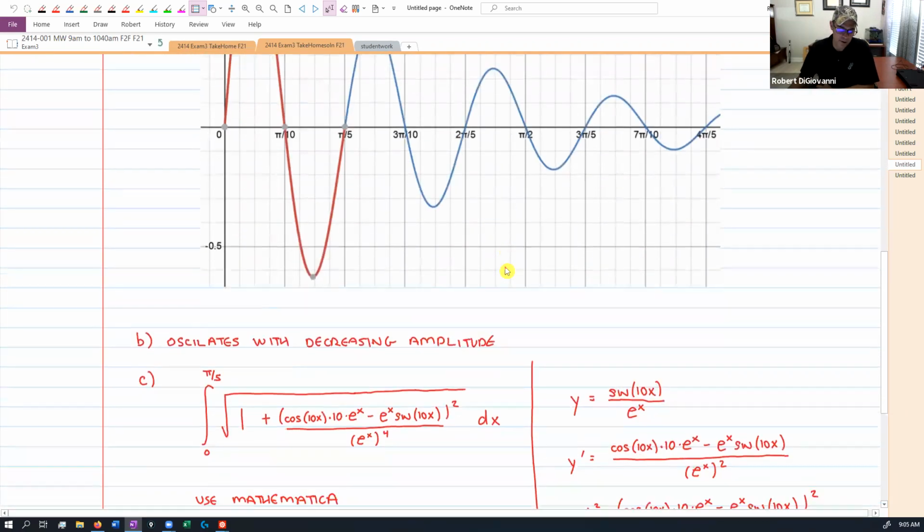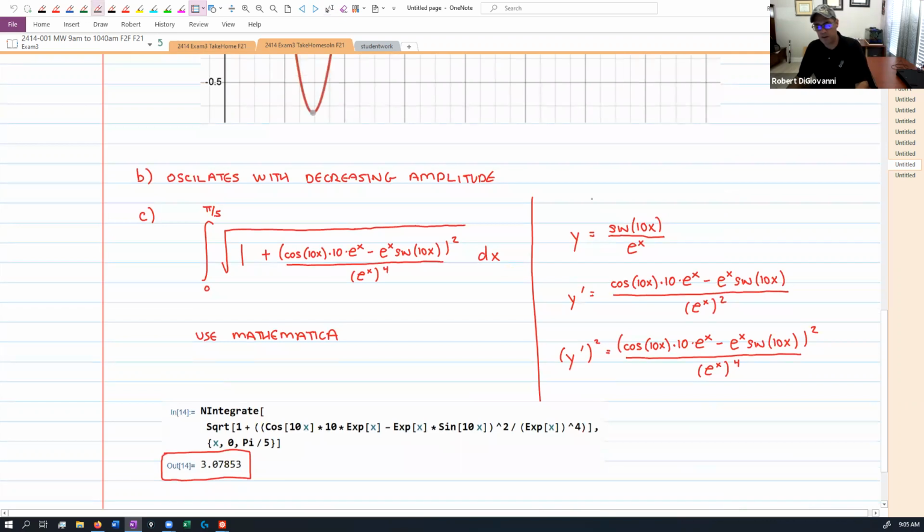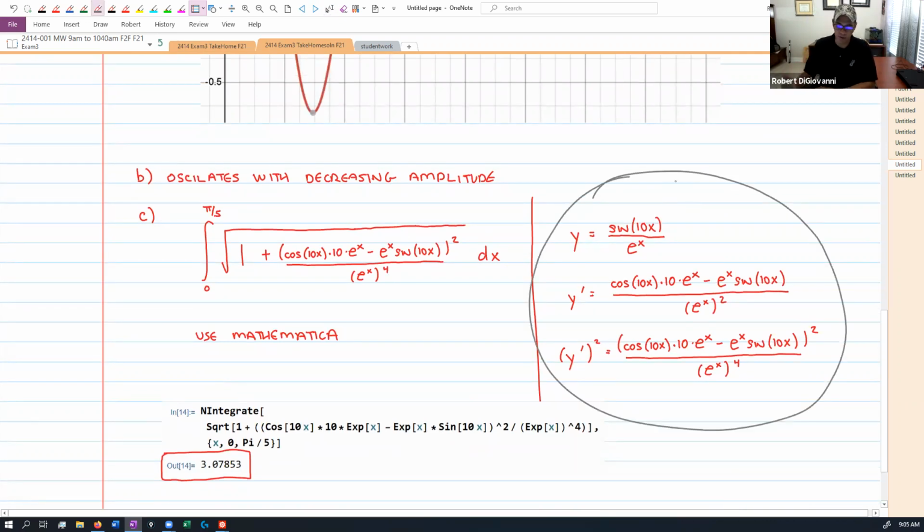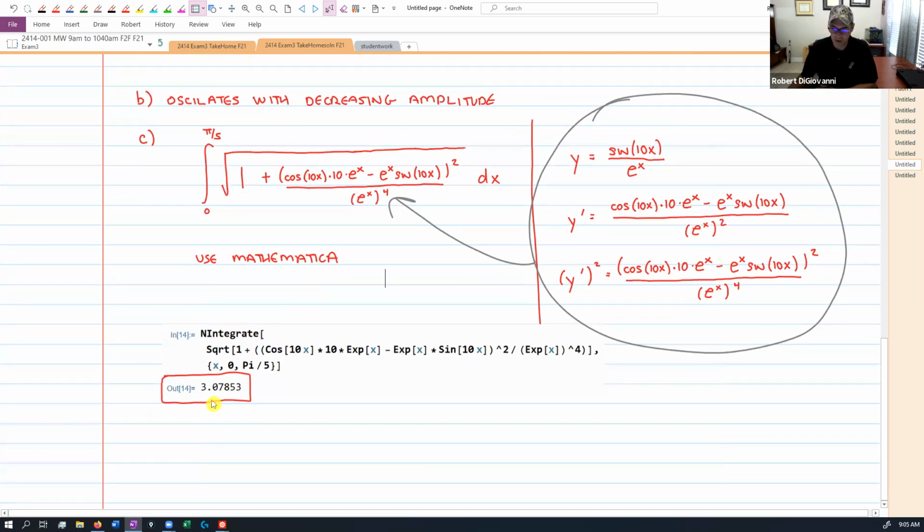And so for this one, what I wanted to see is really that you got the function, you took its derivative, you squared it, plug that into the integral, and then just use the formula for this, and then use a computer to integrate this, and you get about 3.07 for that arc length.